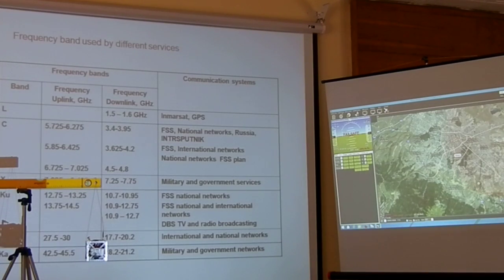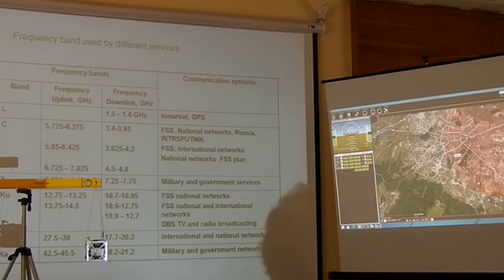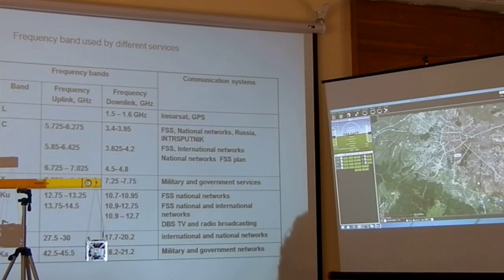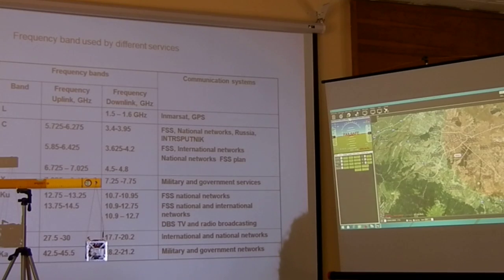For amateur services and for small satellite services, mainly the so-called free frequency bands are used, which are dedicated for medical, scientific, and industrial applications, which do not need a license, because all the bands which are used for communication satellites need a unique license, which is very expensive and takes a lot of time. So small satellites and amateur satellites usually use free bands which do not need a unique license.